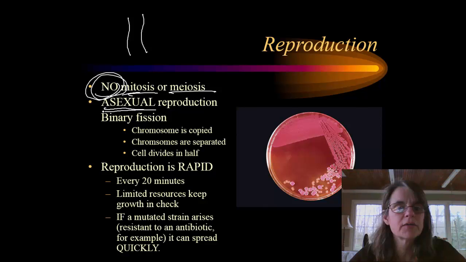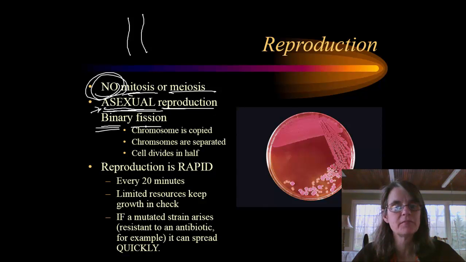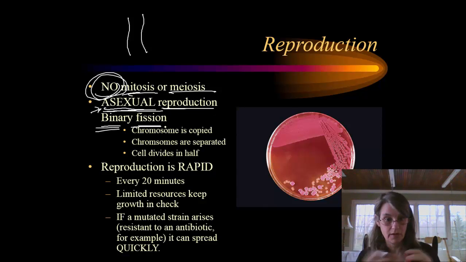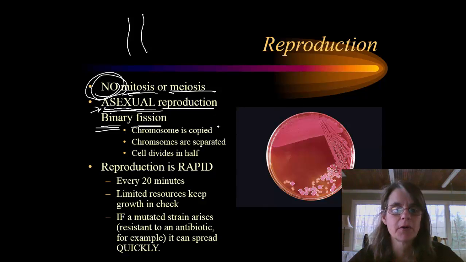All bacteria reproduce by asexual reproduction. So if you are a bacterium, there will be no sex for you. It is all asexual. They are cloning themselves. Binary fission is the method by which they basically copy themselves and split the cell in half. So it's a very simple process compared to mitosis or meiosis.